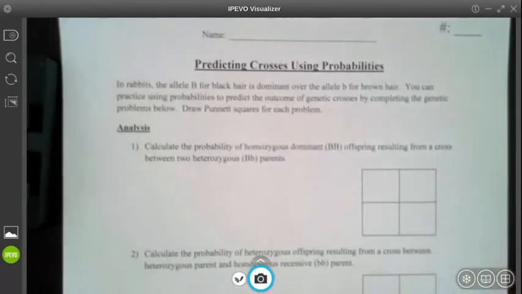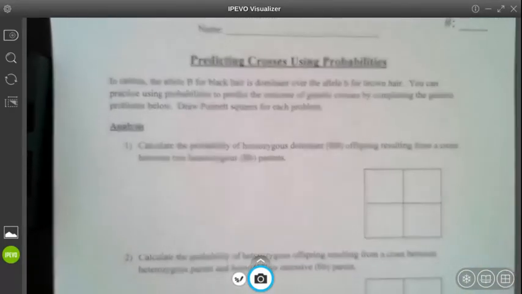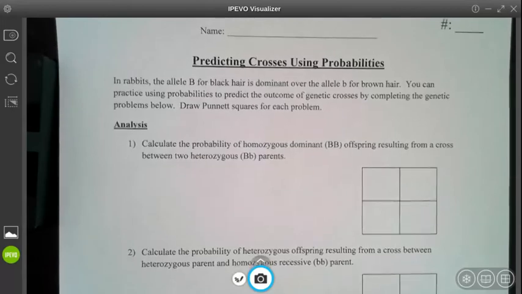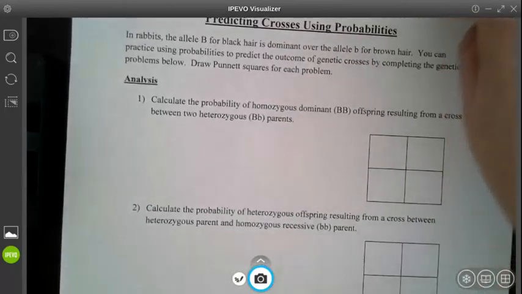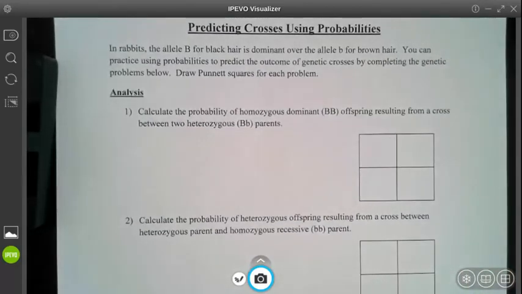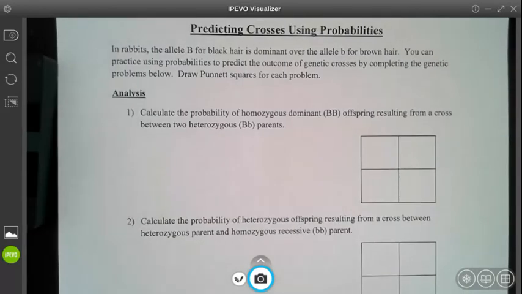So in rabbits, the allele for B for black hair is dominant over the allele little b for brown hair. You can practice using probabilities to predict the outcome. So we're going to read this first part. Calculate the probability of a homozygous dominant offspring resulting from a cross between two heterozygous parents.